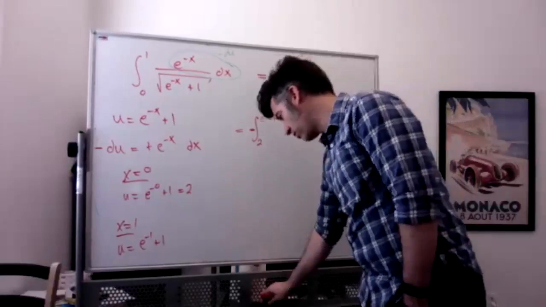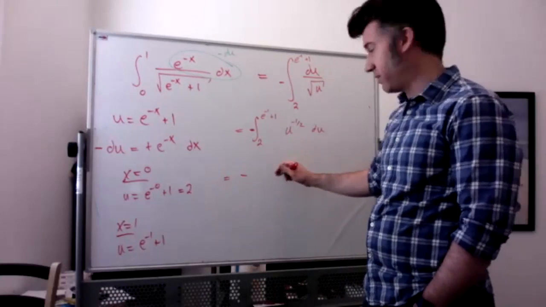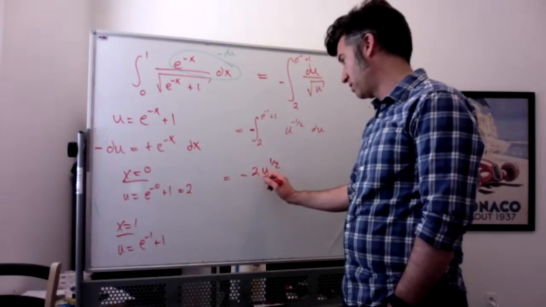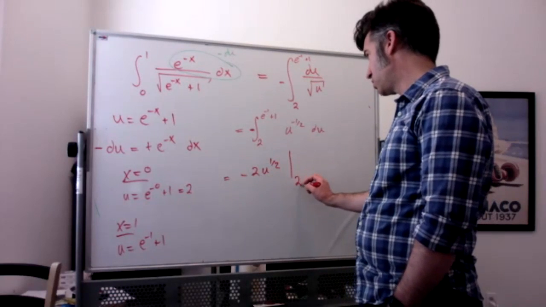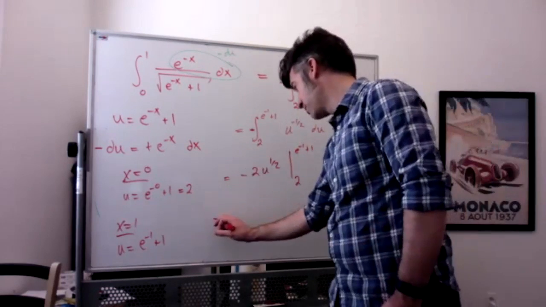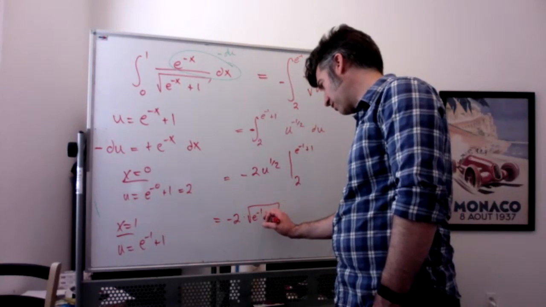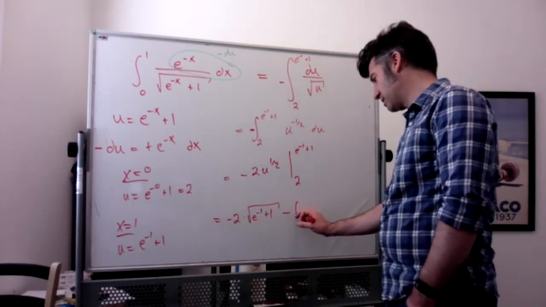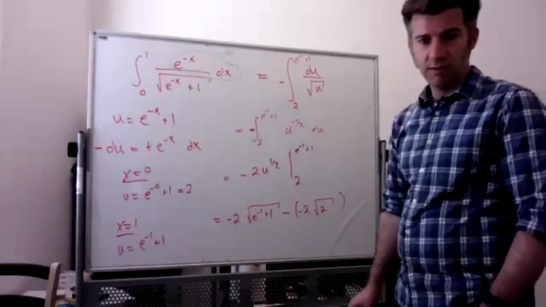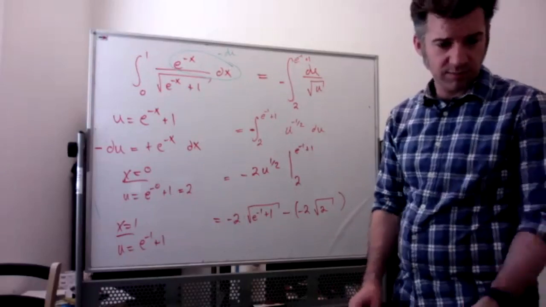Let's just integrate it. The negative integral of u to the negative 1/2 is u to the positive 1/2 divided by 1/2, which is like multiplying by 2, from 2 to e to the negative 1 plus 1. So we're just going to get negative 2 times the square root of e to the negative 1 plus 1, minus negative 2 times the square root of 2. Kind of gross. Not my favorite problem ever, but it works.